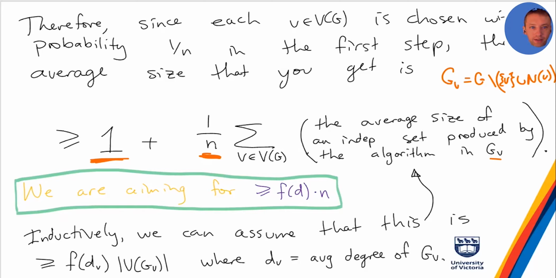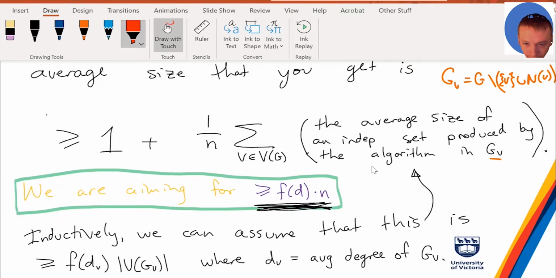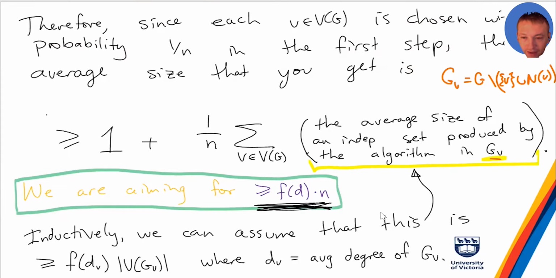Okay, so we've got this expression. This is the average size of the independent set you get, and I want to show that this is at least f of d times n for some function f of d. I haven't told you what f is, so we'll get to that later. But inductively, if I'm doing an inductive proof, I can assume that the value in this sum for G sub V is at least f of d sub v times the number of vertices in G sub V, where d sub v is the average degree of G sub V.